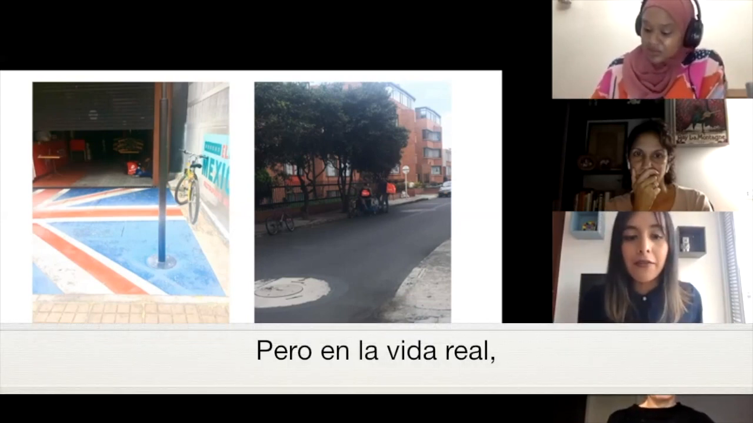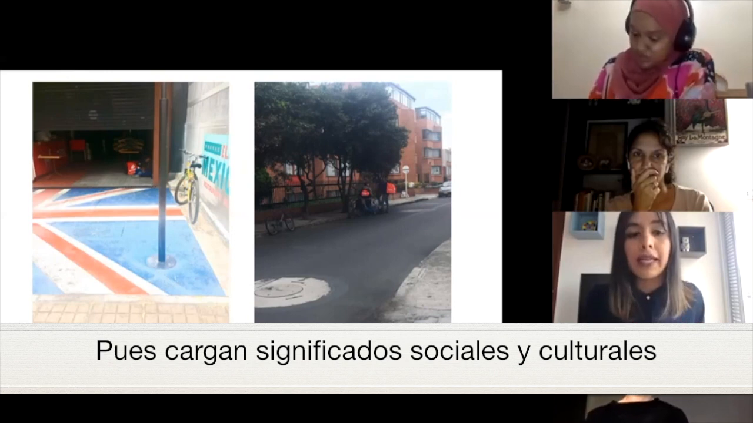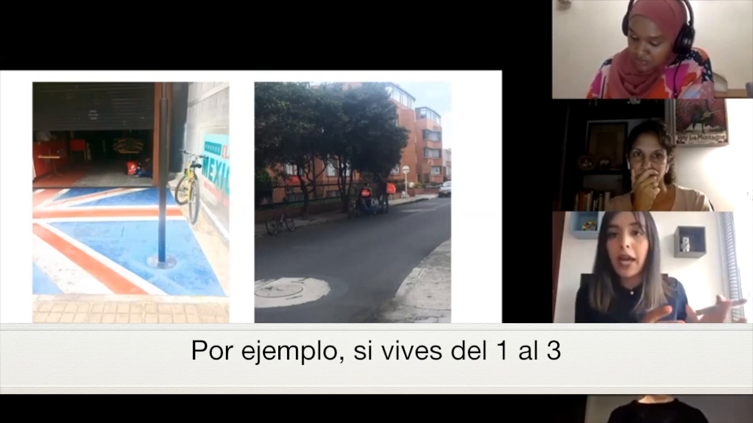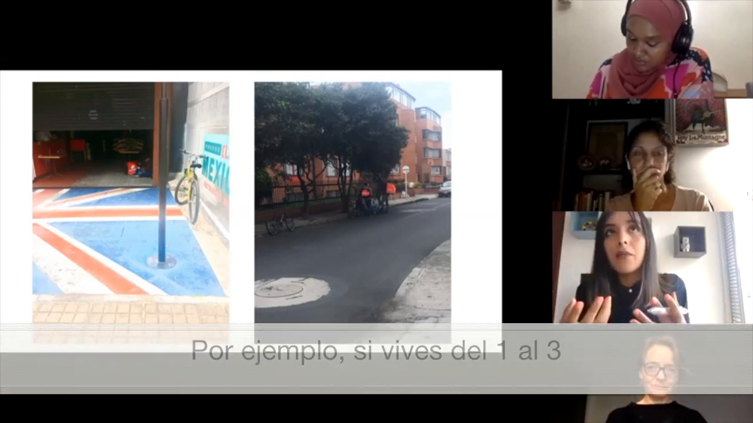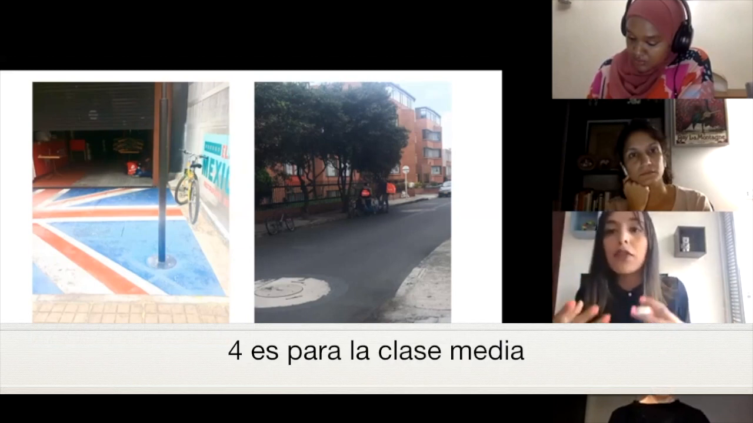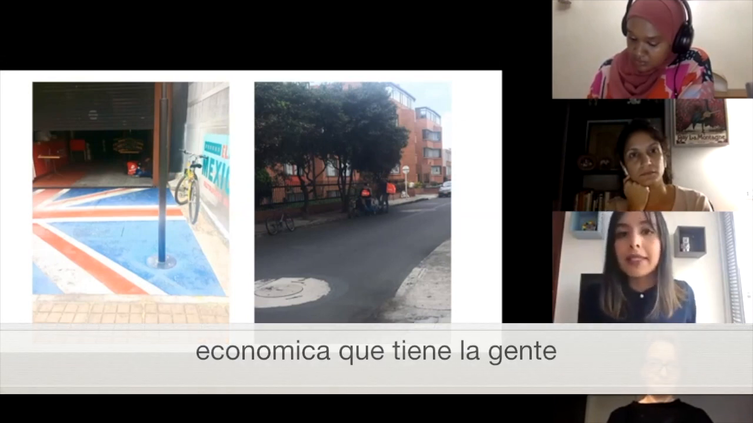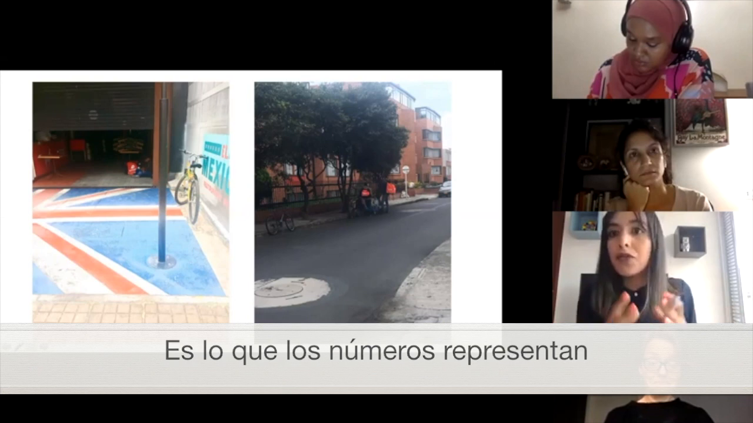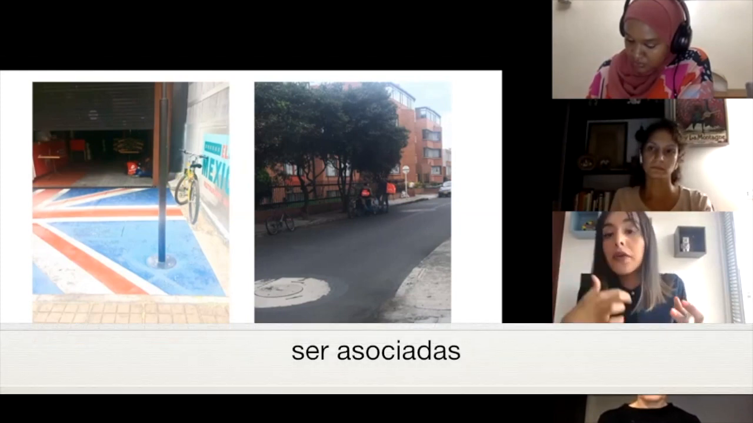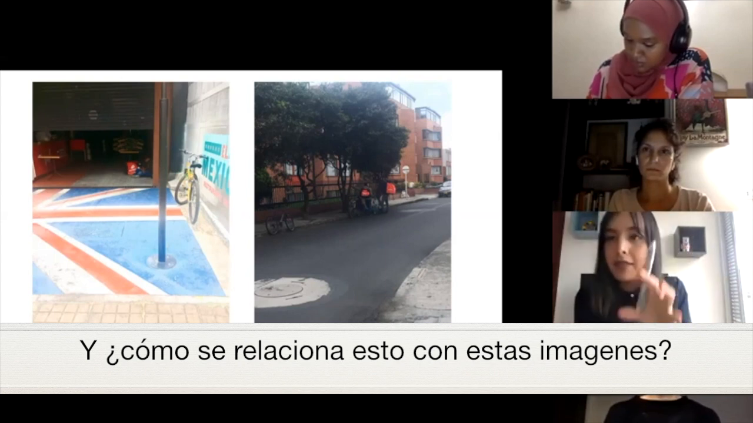But in real life, these numbers have a different meaning. They carry social and cultural meanings. So for example, if you live within social strata 1 to 3, then in some way you are perceived as lower class. In some cases, 4 is for the medium classes, and 5 and 6 are for the highest classes. And this has nothing to do with the economic capacity that people have. The numbers are what the numbers represent. With this, there's a tacit rule in which you wouldn't want to be associated with the lower class. And what does this mean to our process and the images that we're seeing?